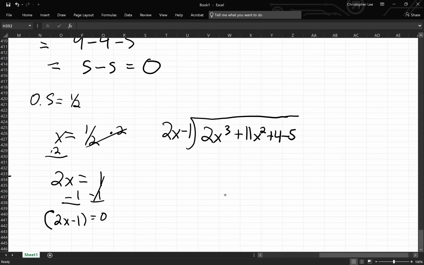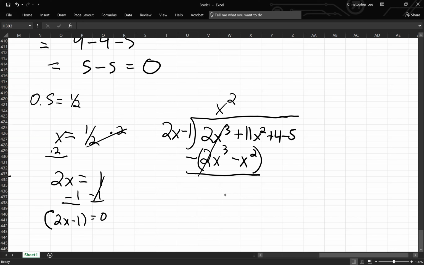So again, if this works, I should have remainder 0. All right, let's go through. So 2x goes into 2x cubed, what? X squared times. Now, x squared times 2x is going to give me a 2x cubed, right? Then I'm going to do x squared times -1, which is going to give me a negative x squared. Right? Now, remember, this is a polynomial, so we're going to subtract these. So 2x cubed minus 2x cubed, that will cancel out. 11x squared minus negative x squared. That's going to give me what?